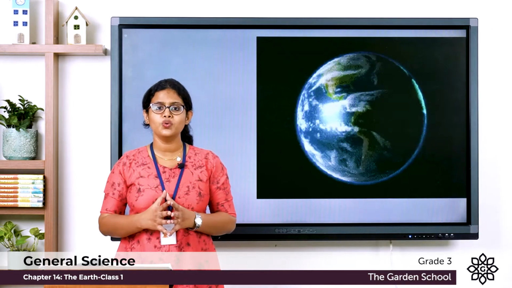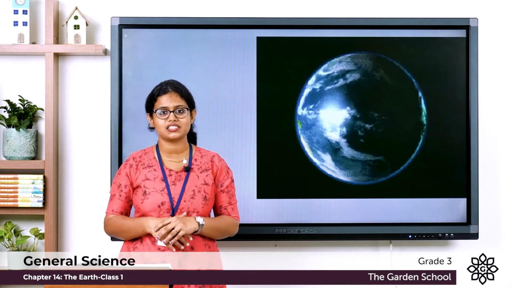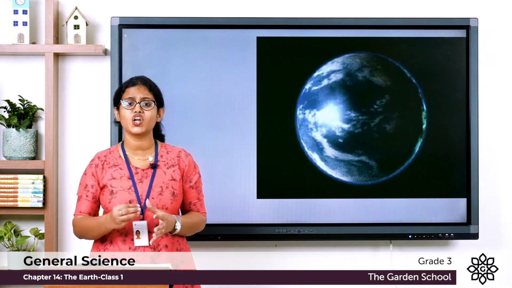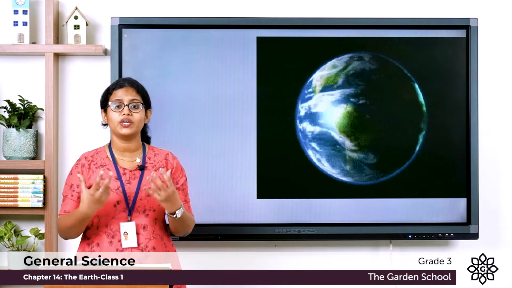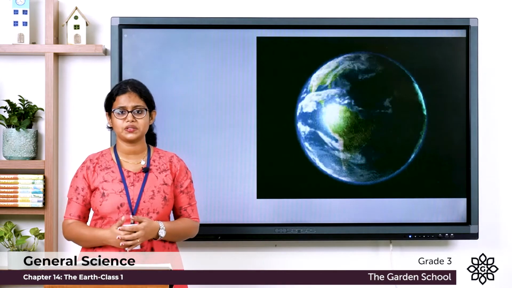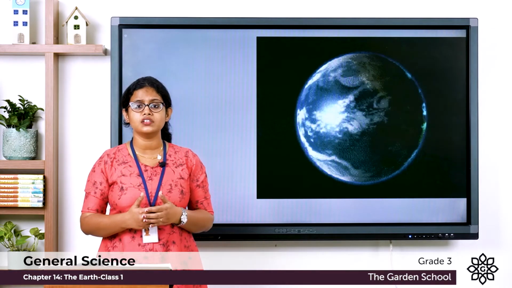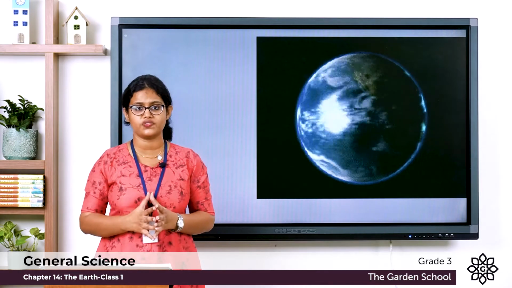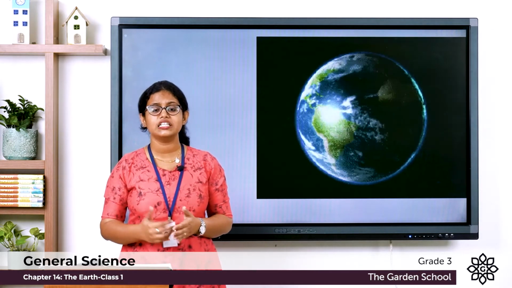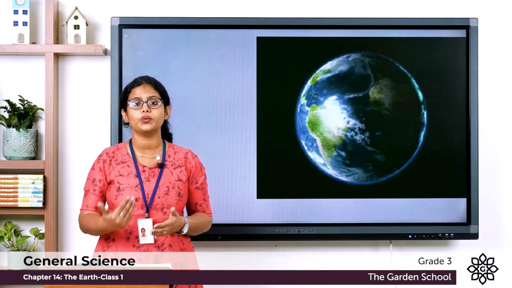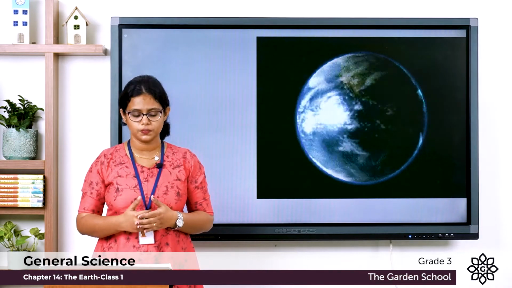Now we all know air is all around us, right? So can we feel air? Yes, but we cannot see air, right? We can feel the presence of air, and we all need air. And the layer of air around the Earth, that we call atmosphere. So what is atmosphere? The layer of air that surrounds the Earth, that we call atmosphere.